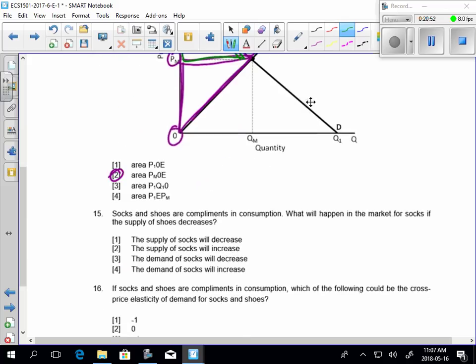Socks and shoes are complements in consumption. What will happen to the market for socks if the supply of shoes decreases? Pretty logically, if the supply of shoes decreases, less people have shoes, less people need socks. The demand for socks will decrease.